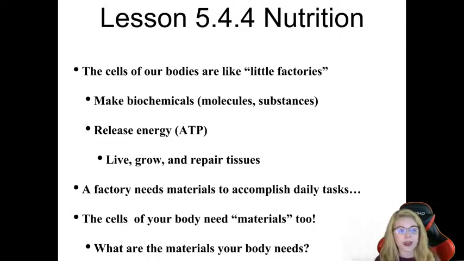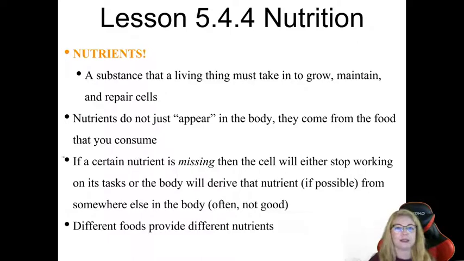But just like a factory that makes different parts or toys for a children's game maybe, they need the raw materials to make the board game or the teddy bear, right? Our cells need those raw materials too. And what are those raw materials? Well, those are the nutrients that we eat. A nutrient can be defined as a substance that a living thing must take in order to grow, maintain, or repair cells.